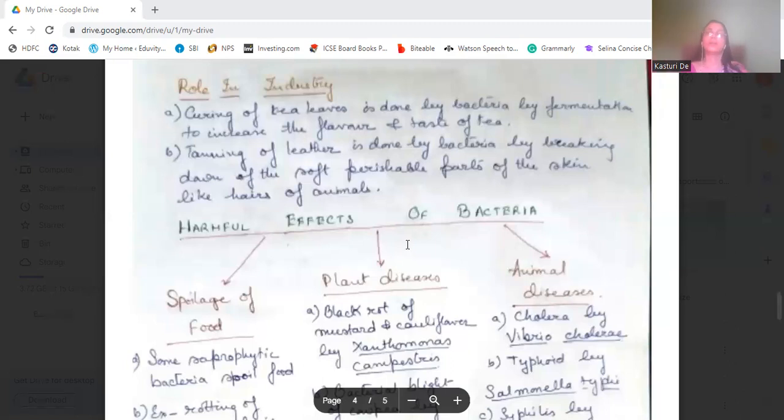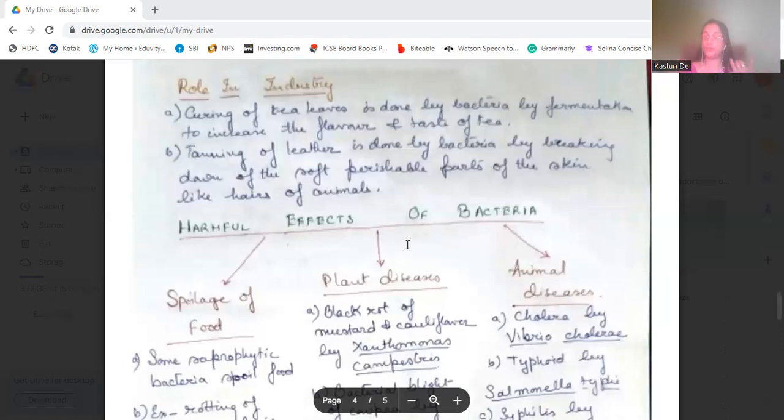Okay, then we come to, this is about all the benefits of bacteria which we get in our day-to-day lives. Now we will discuss some harmful effects of the bacteria. Three main harmful effects are there. Rather, we can say four harmful effects are there.